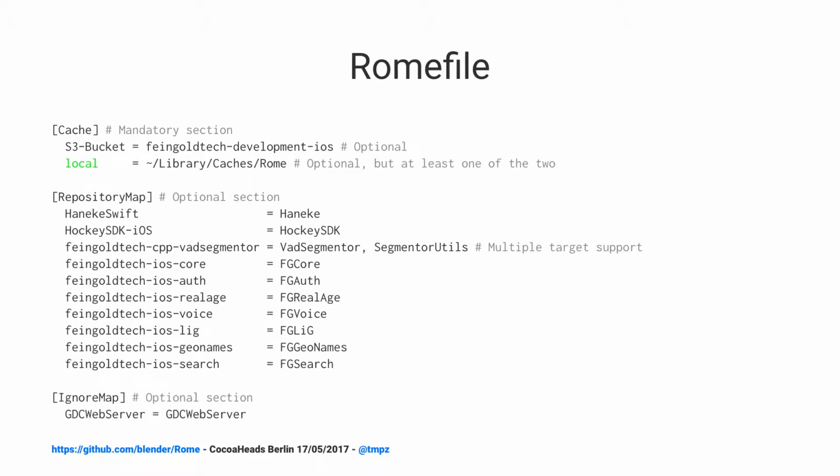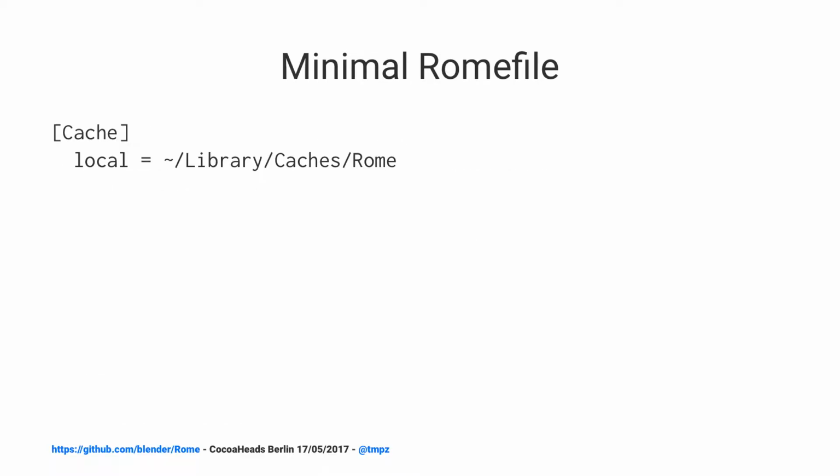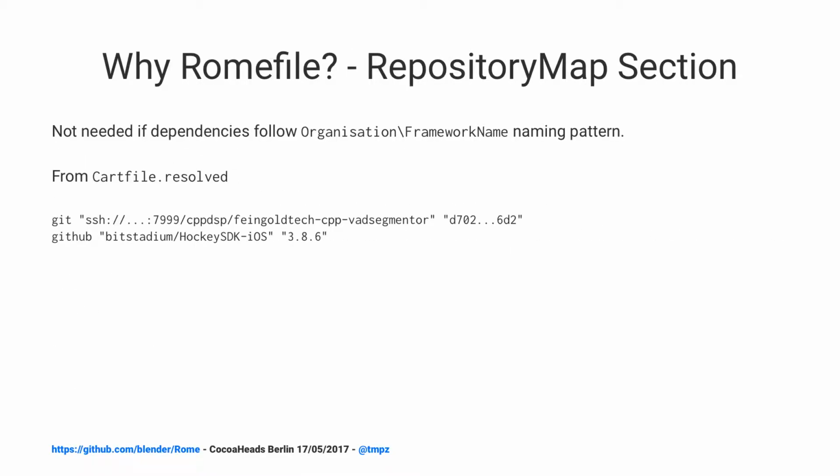Okay, then in the Romefile that I showed you, there's also another section called repository map. In the minimal version, there's no repository map at all. This is an optional section. So what is a repository map? Basically, it maps from the names of the repositories to the names of the frameworks. Why is this necessary? This is necessary because not everybody stores stuff on GitHub, and not everybody adheres to the convention of naming their things with organization name slash framework name.